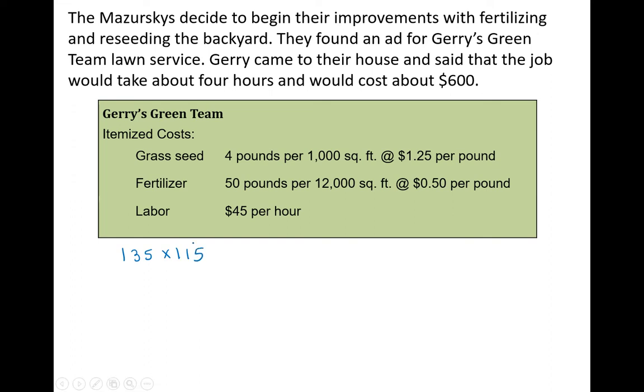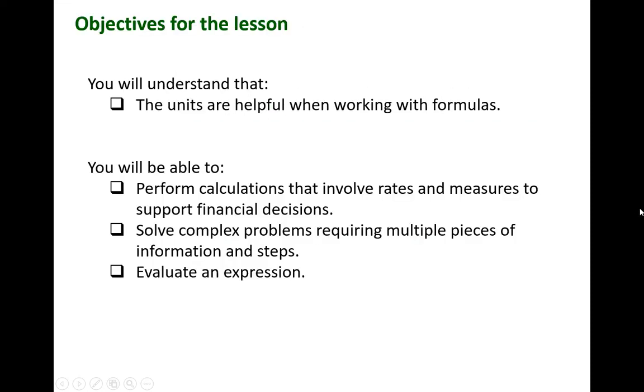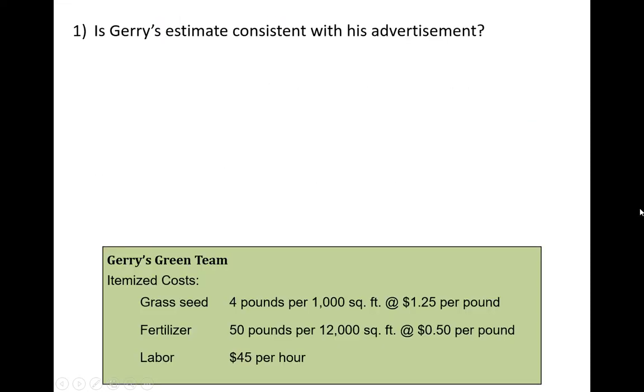The Mazurskis decided to begin their improvements with fertilizing and reseeding the backyard. They found an ad for Jerry's Green Team lawn service. Jerry came to their house and said that the job would take about 4 hours and would cost about $600. Okay. Is Jerry's estimate consistent with his advertisement?